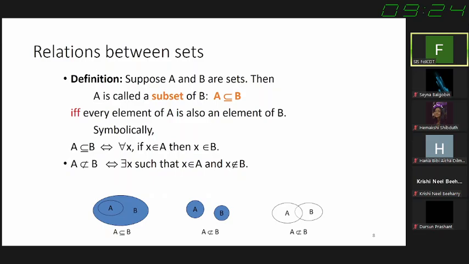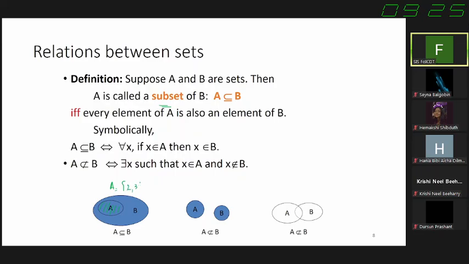So relations between sets, okay? It's pretty simple to understand this. Suppose A and B are sets, then A is called a subset of B if and only if every element of A is an element of B, okay? You can see here, every element of A is an element of B. So that could translate to this. If you don't understand, you can use sets, you can use a Venn diagram, whichever way, you can use both.